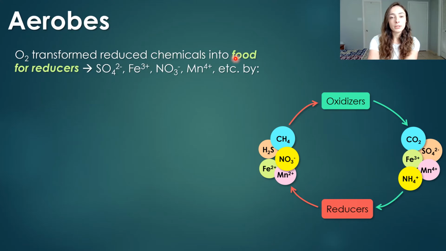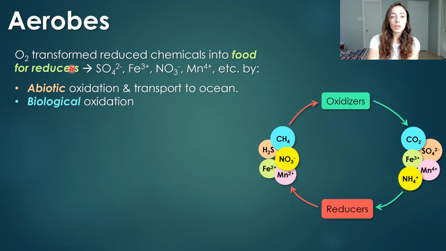transform reduced compounds into food for reducers because it oxidized those compounds into reducible compounds like sulfate, oxidized or ferric iron, nitrate, and oxidized manganese, which oxygen did this in two ways, both abiotic, oxidative weathering and transport to the ocean, and biological oxidation, like we mentioned on the last slide, where all those compounds could be oxidized by oxygen in these biological organisms' metabolisms.